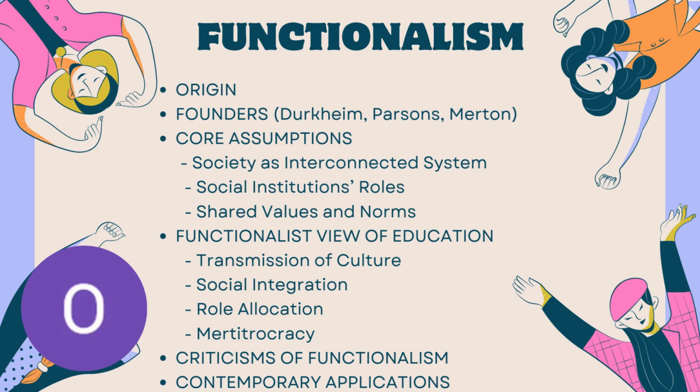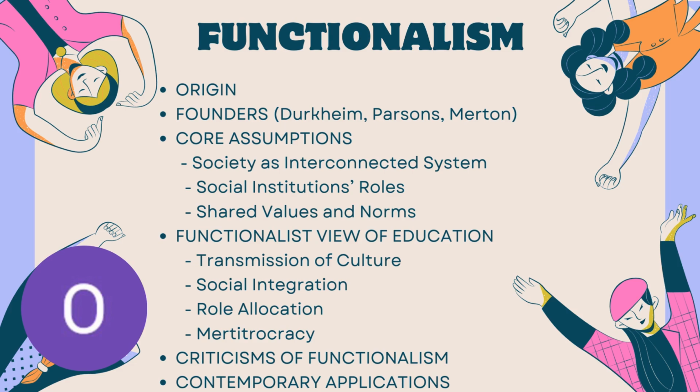Number two, comparative education systems. Functionalist perspectives have also been applied to the comparative study of education systems across different societies and cultures. By analyzing the ways in which education systems are structured and organized in different contexts, functionalists seek to understand how they contribute to the maintenance of social order and stability and how they reflect and reinforce dominant cultural values and norms.